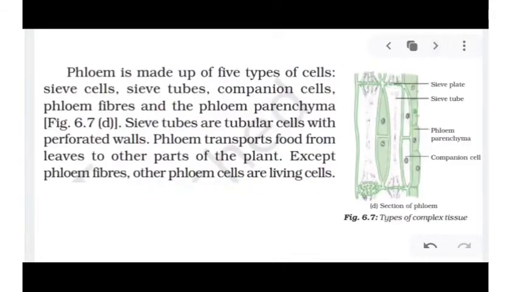Now come to the next part, phloem. Phloem is made up of 5 types of cells. Sieve cells, sieve tubes, companion cells, and phloem fibers. So this is about the phloem tissues. It is made up of 5 types of cells: sieve tubes, companion cells, phloem fibers, and the phloem parenchyma.